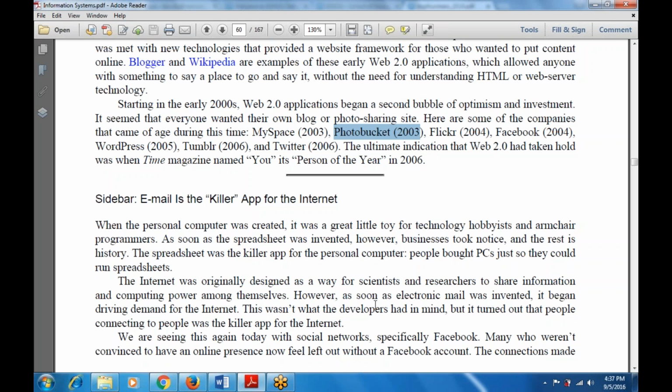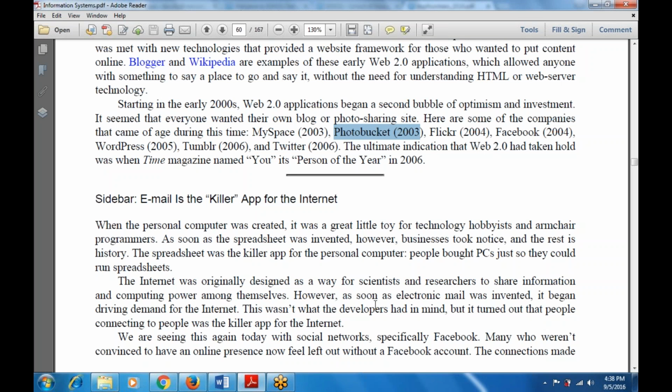When the personal computer was created, it was a great little toy for technology hobbyists and armchair programmers. As soon as the spreadsheet, Excel, was invented, business took notice, and the rest is history. The spreadsheet was one of the killer apps for the personal computer, which people bought just to run the spreadsheet.